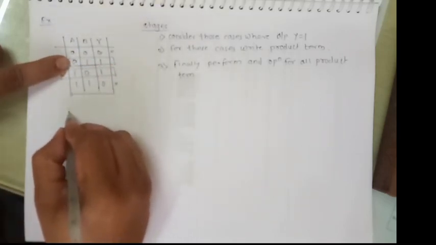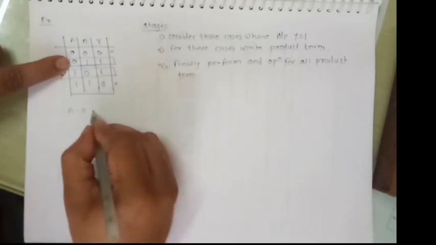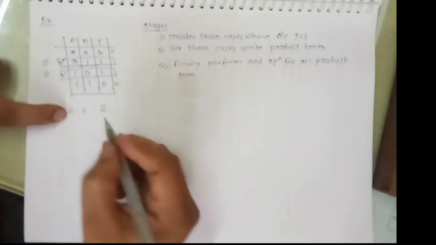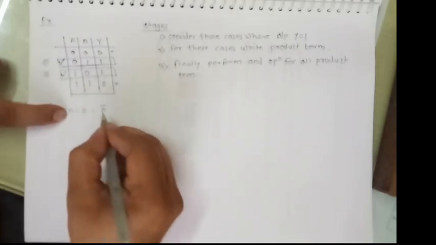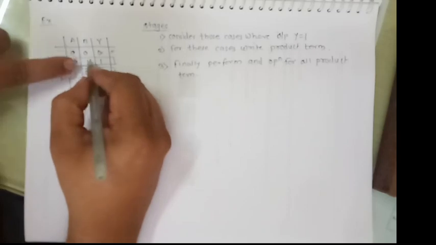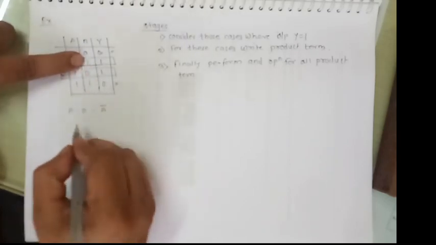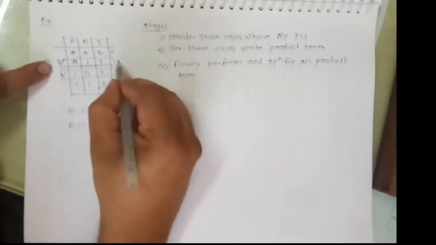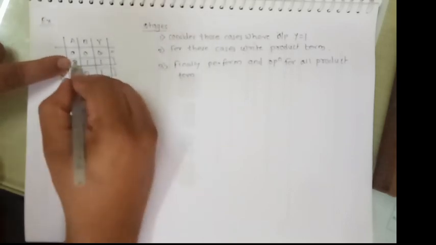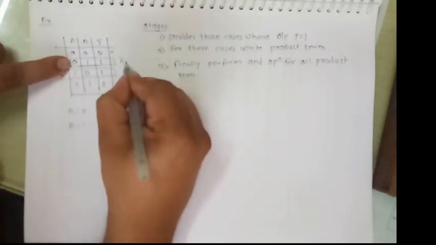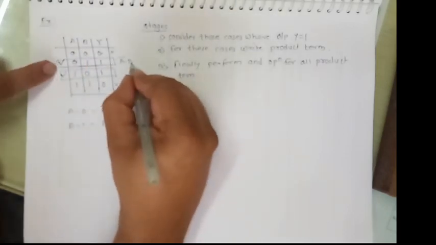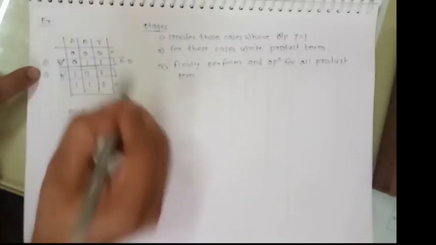Now here, the value of A is 0. If the value of A is equal to 0, then we will refer to it as A bar. And if the value of A is equal to 1, then we will consider it as A. After that, the value of B is 1. So value of B equal to 1 means it is B. So for this condition we will write the product term: A is 0, so it is A bar, into B, value is 1, so we write B.